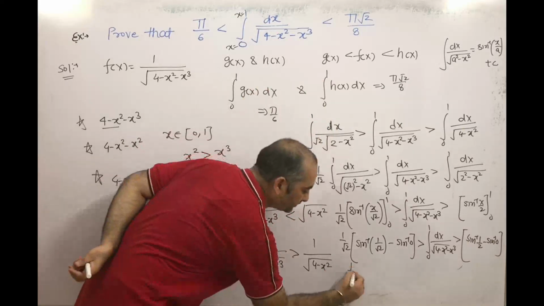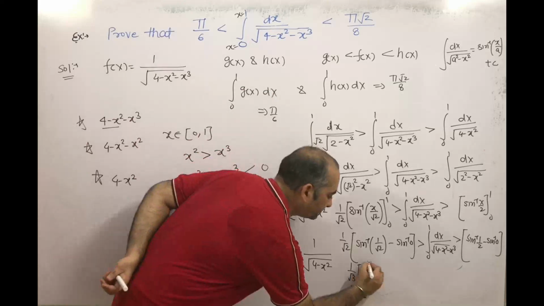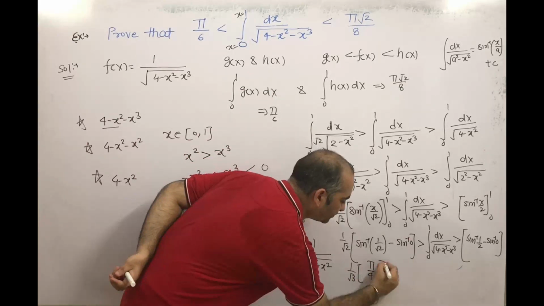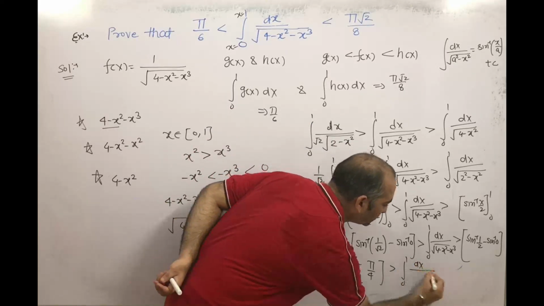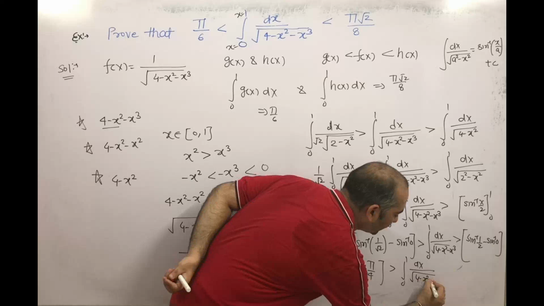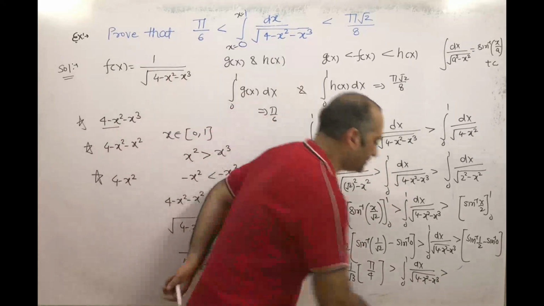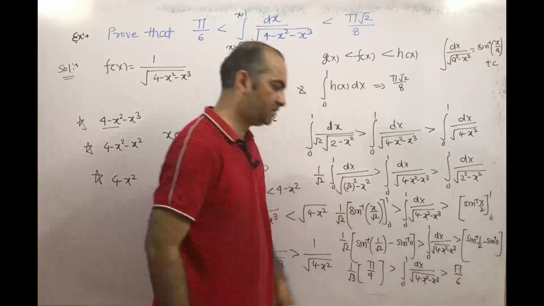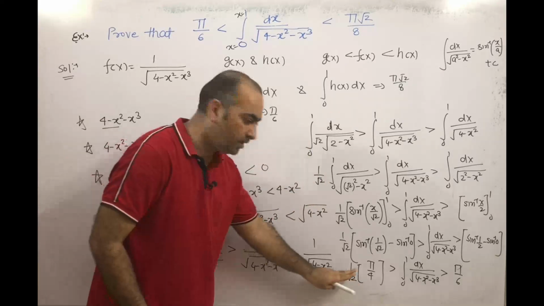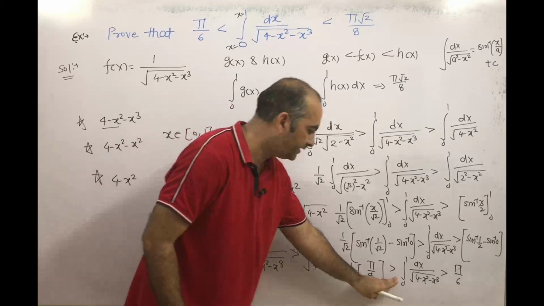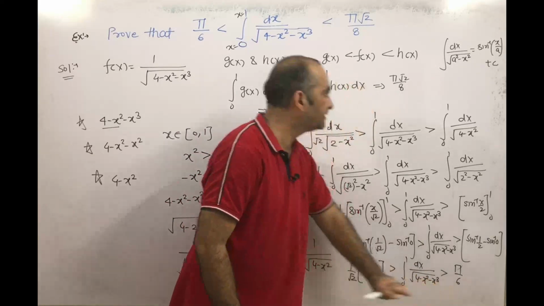So 1 by root 2 in bracket sine inverse 1 by root 2, that is pi by 4, and this is 0, so pi by 4 will be greater than integration 0 to 1 dx divided by root over 4 minus x square minus x cube is greater than sine inverse 1 by 2. So what will come here? Pi by 6. This will come. Okay, so this is root 2. So we got pi by 4 root 2 is greater than integration 0 to 1 dx divided by root over 4 minus x square minus x cube is greater than pi by 6 will come.